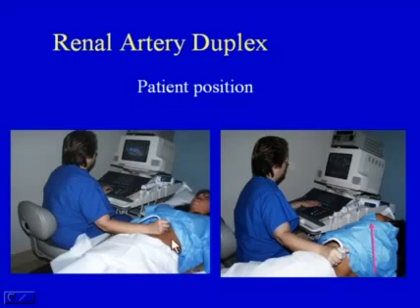Here's some examples. Here's the anterior approach with the patient resting comfortably. Here's the lateral decubitus position. You can notice that the arm is extended up over the head to open up the space between the hip and the rib cage. It's also important to notice the technologist position. This is a demanding exam, and the technologist should remain comfortable.